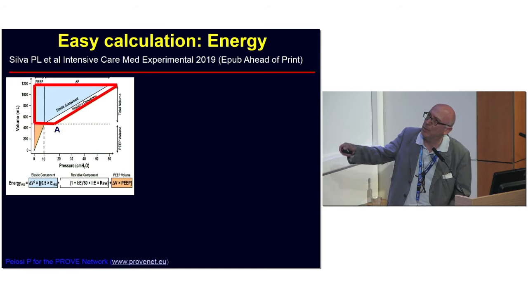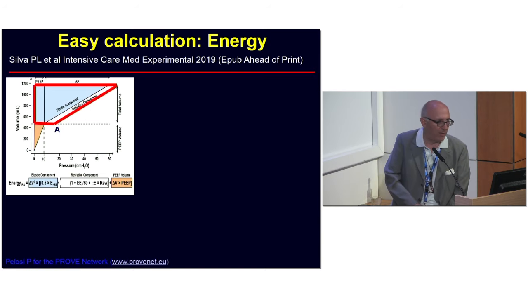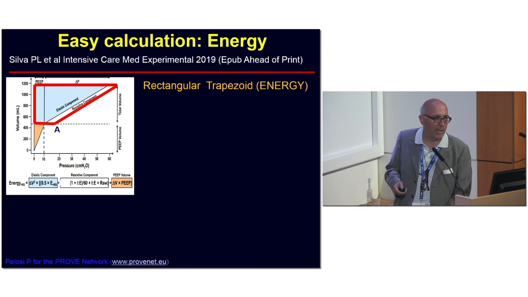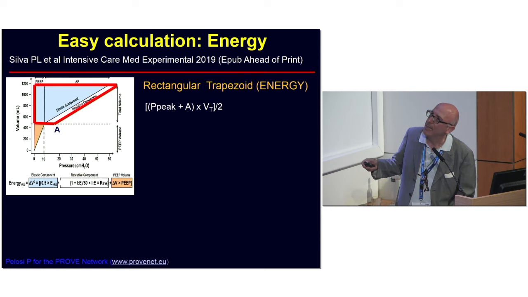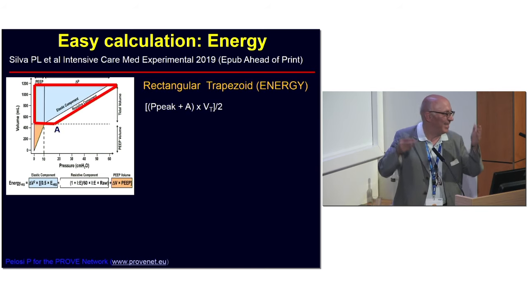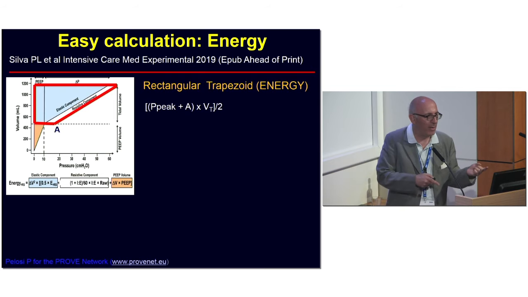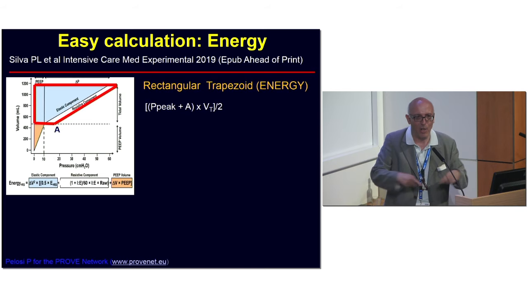So if you know the pressure and you know the tidal volume, independently from the level of PEEP, you can measure the energy delivered by the ventilator. So the area is a rectangular trapezoid, and as you know from high school, the area is the major base, so the peak pressure, plus the minor base, which is the PEEP plus the resistive component, times tidal volume, which is the height, divided by 2. So big base, at least we say so in Italy, the trapezoid area is the big base plus the minor base times the height, which is tidal volume, divided by 2.